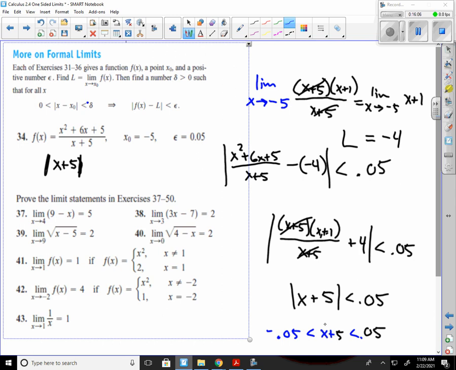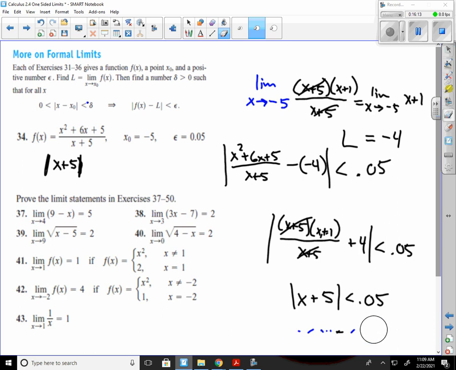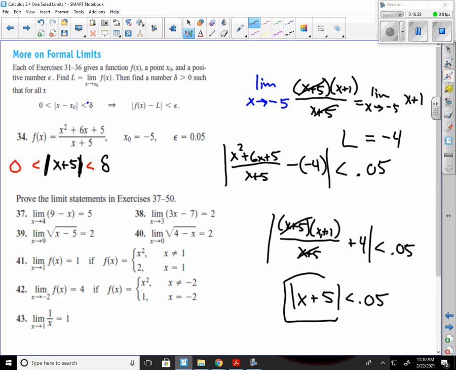Now if I look at this, actually I didn't even need to take that step if I really think about it. I'm trying to get x plus 5 because that's my definition over here, this being less than delta and greater than 0, obviously. Since this is the same as this, I'm done. I have found my delta. So delta in this case equals 0.05.